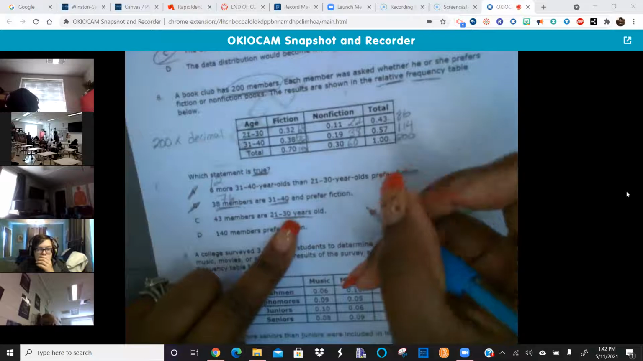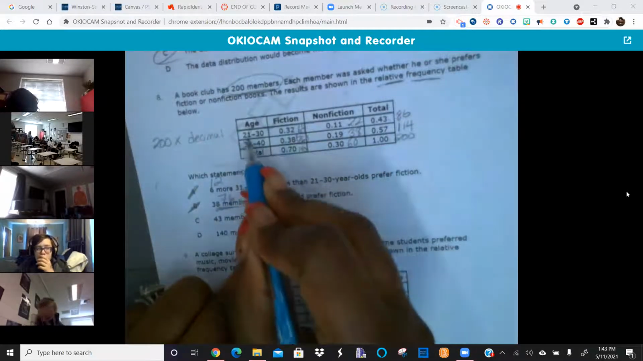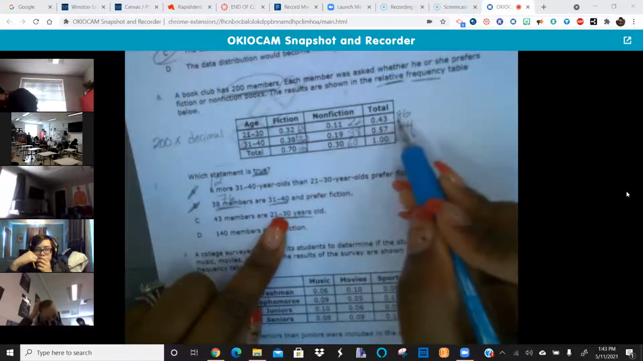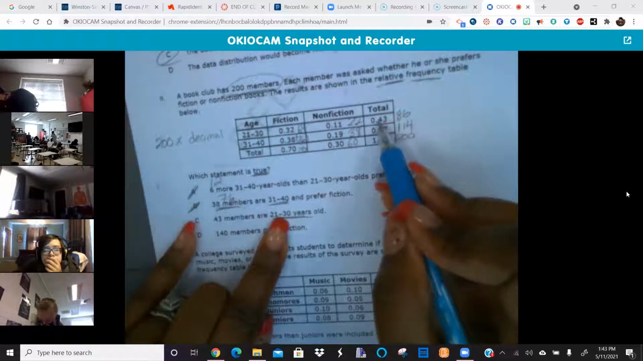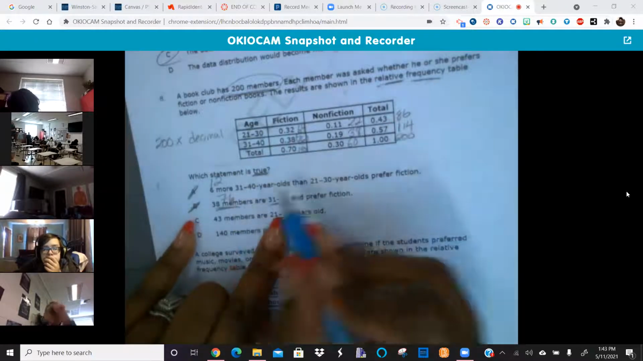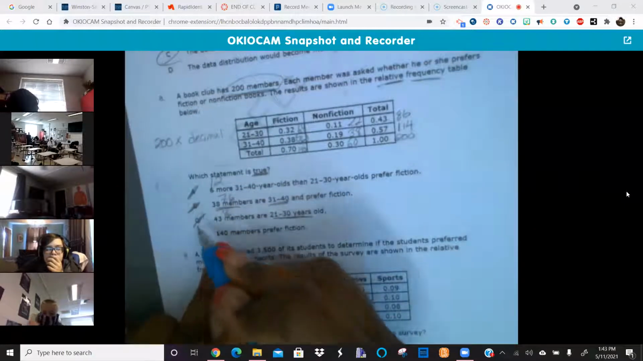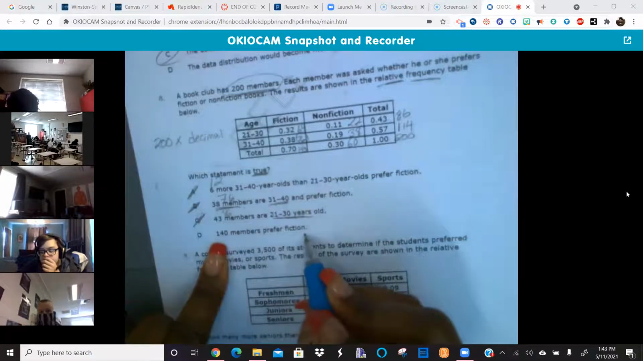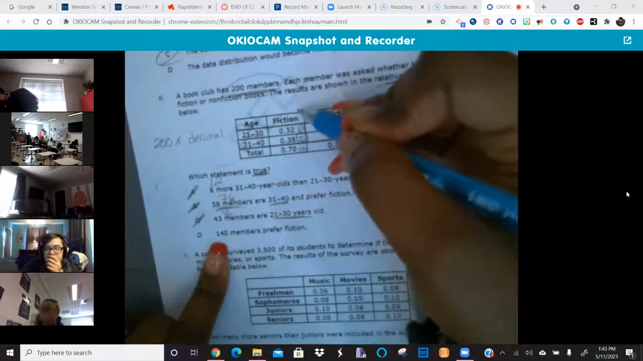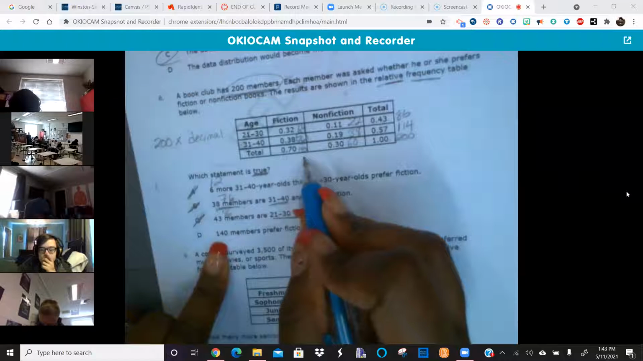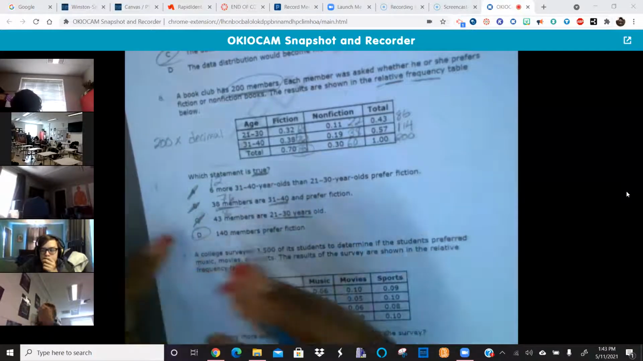All right. So here, this age group right here. Do y'all see this age group? 21 to 30 years of age. It says 43 members. No, that's 43%, not 43 members. It's actually 86 members. And then the last one, so this is wrong. The last one says 140 members prefer fiction. So let's look at fiction. It doesn't say which age group, it's just talking about fiction in general. So the total number of people that enjoy fiction is 140. And that is true. It's 140.